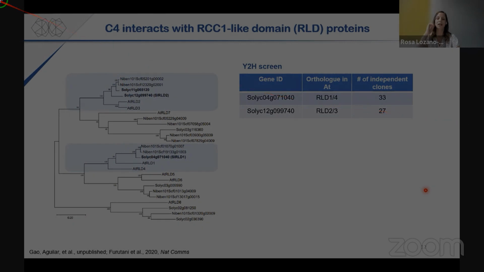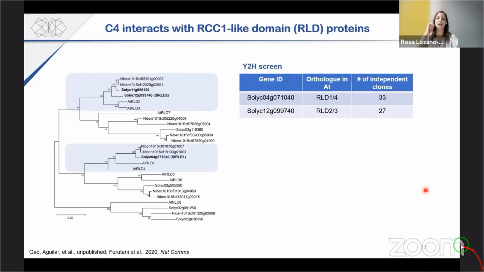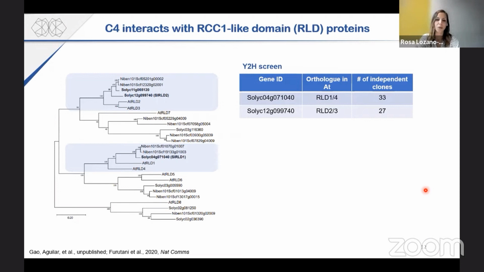So following the rationale that C4 is most likely exerting this effect through the interaction with another plant protein, we decided to do a yeast-2 hybrid screen. And in this yeast-2 hybrid screen, we identified members of a gene family in Arabidopsis that is called the RLD family. There are 9 RLDs in Arabidopsis, but only RLDs 1 to 4 are expressed in vegetative tissues. And I have to say this is a plant-specific family. These RLDs 1 to 4 are precisely the orthologs of the RLDs that we found from tomato as interactors of C4.